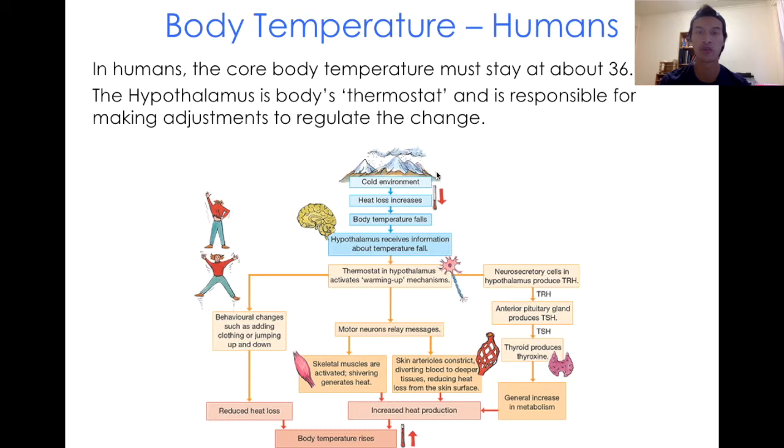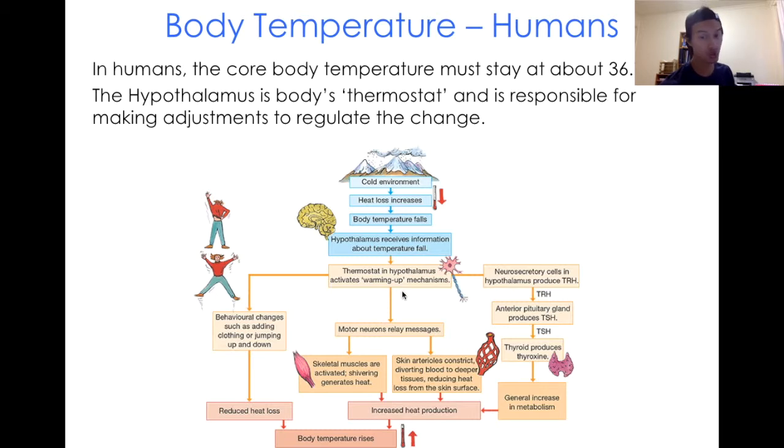So a cold environment causes heat loss, and then the core body temperature falls. The hypothalamus receives that information about the temperature fall, and a few different things can happen. It can activate warming up mechanisms, and there are a few. First of all is behavioral changes, for example, putting on more clothes or jumping up and down, which reduce your heat loss, your body temperature rises, and that's the ideal outcome.